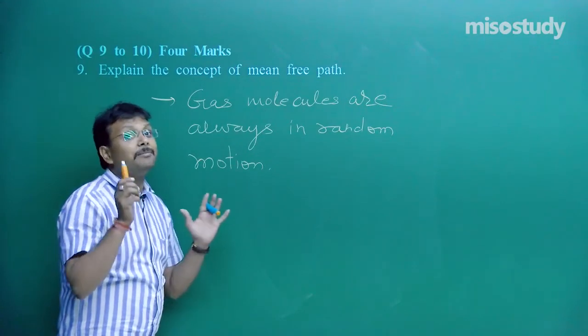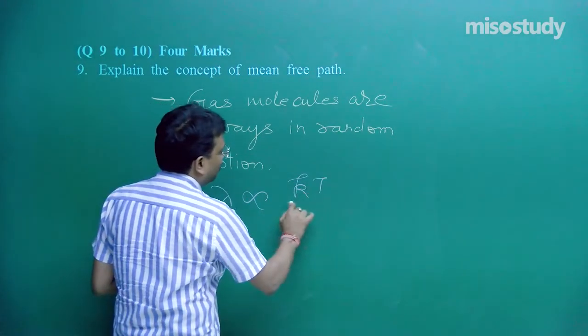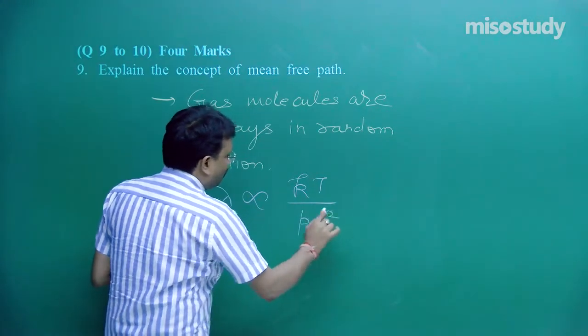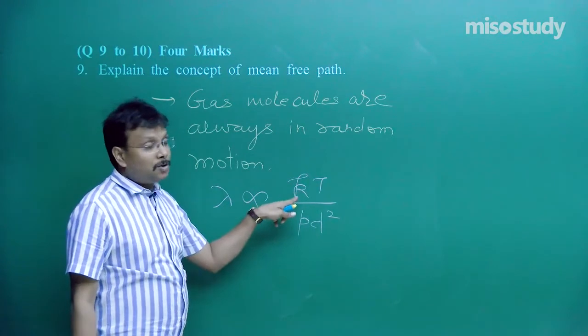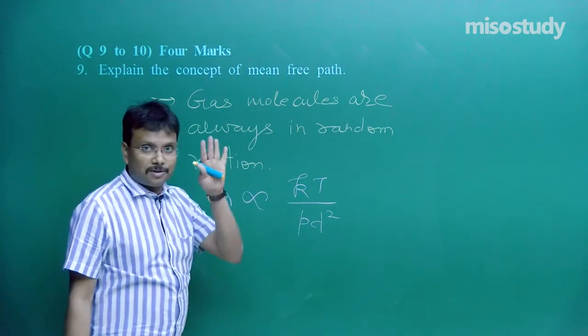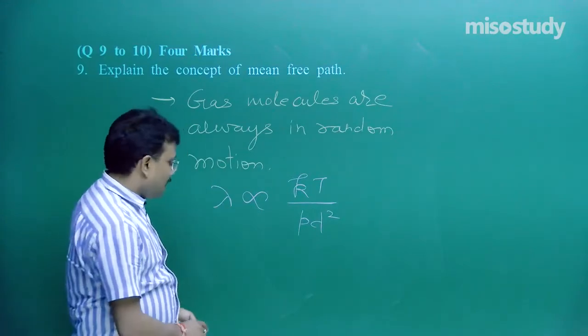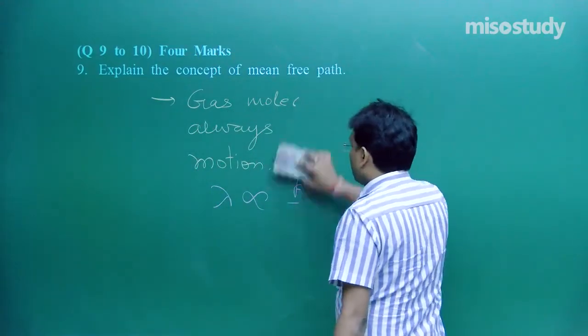That is defined as mean free path, lambda, directly proportional to kT upon P d squared, where the terms have their usual meaning. This is the Boltzmann constant with which I started today's lecture. T is temperature, P is pressure, and d is the diameter of the molecules. Fine. So this way in 4 marks you can write down the answer of this particular question.